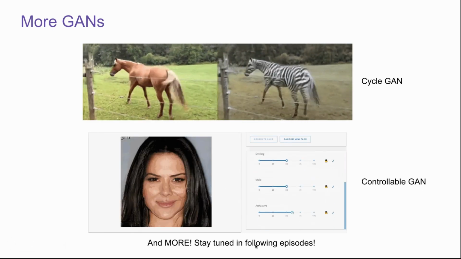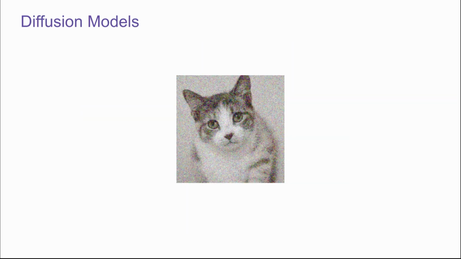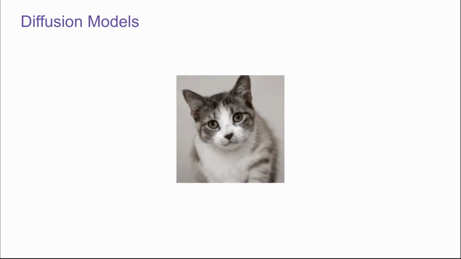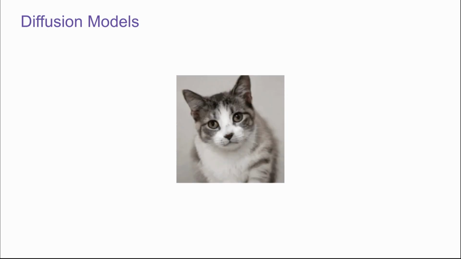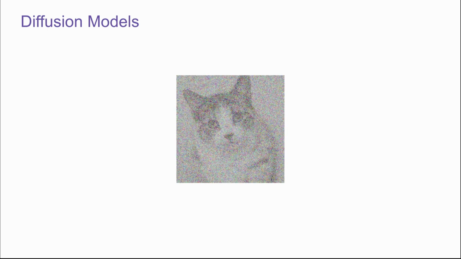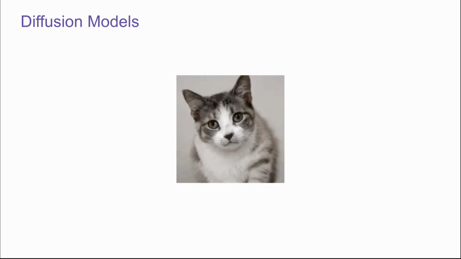Stay tuned in the following episodes. Now let's move to diffusion models. Diffusion model is currently the most popular implementation. For example, Midjourney, Stable Diffusion, Google's Image Gen, OpenAI's DALL-E, starting from DALL-E 2, those are all diffusion models.